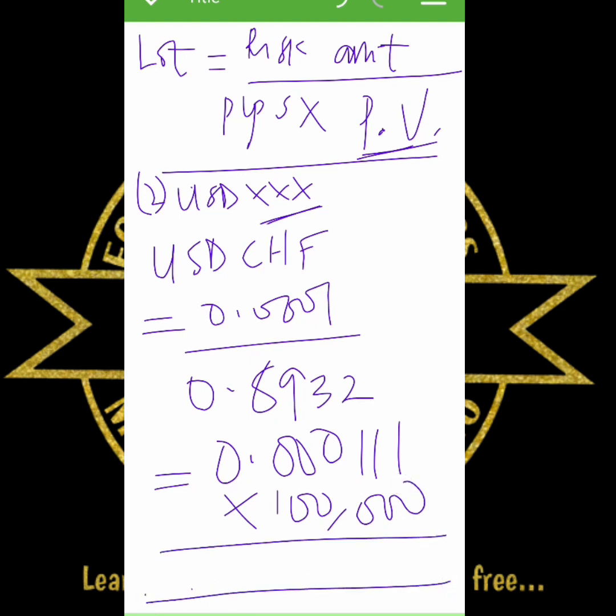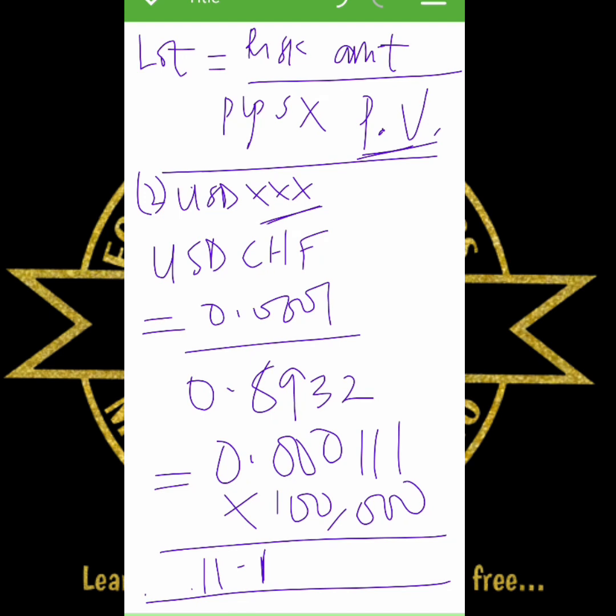At the end of the day, our pip value equals 11.1. Okay, so that is the pip value of USD CHF. Now, how do we incorporate it into the formula? So you know how to do it already.